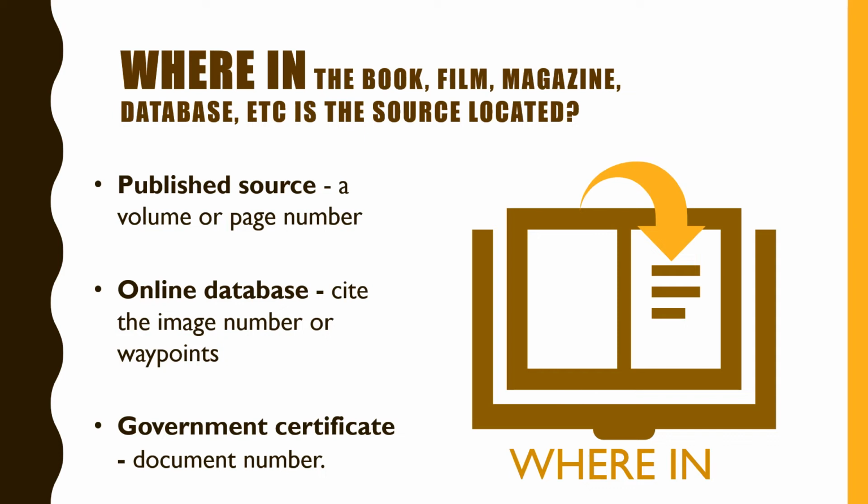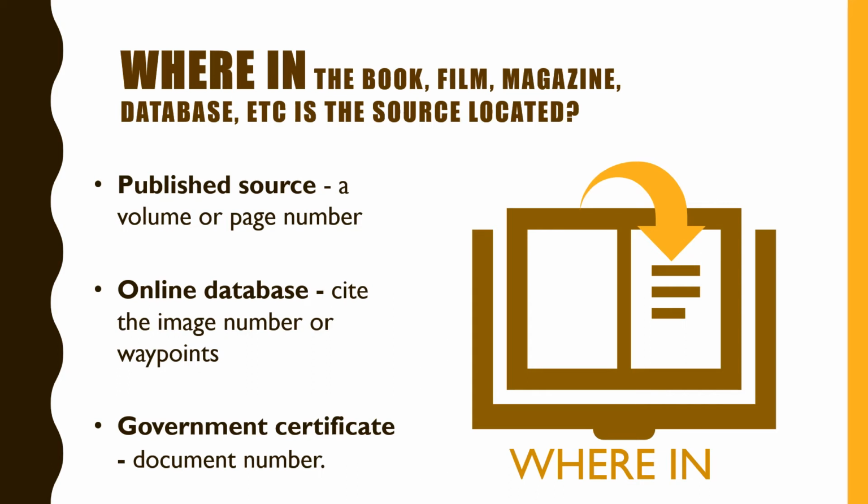Now, when we're thinking about where in the book, film, magazine, database, etc. is the source located, then we're thinking about really specific details. For instance, if this is a book, a published source, then we want the page number of the book that piece of information came from. Or maybe we need the volume number. If it's an online database and we have been browsing microfilm, perhaps we need to have an image number, or maybe we need waypoints. Maybe we need something helping us to go deeper into the film or the website till we get to the actual place the source we are looking at is located.